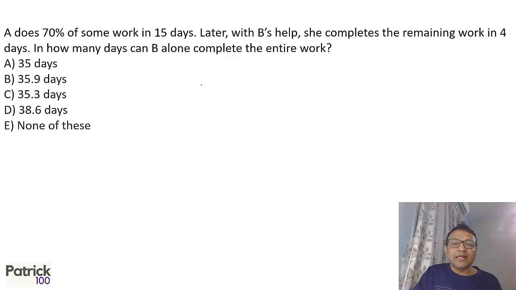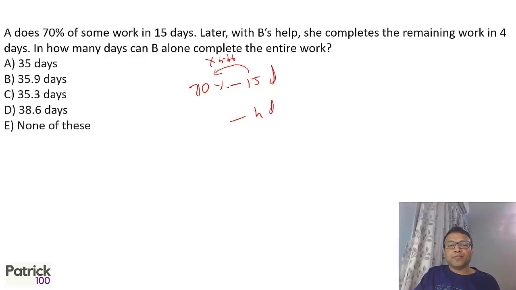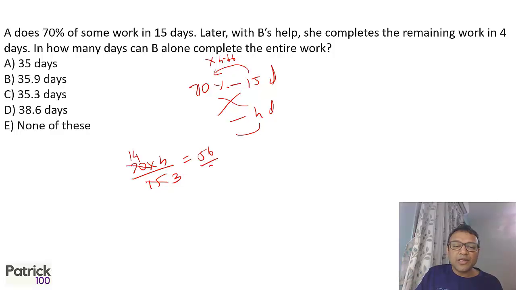A does 70% of some work in 15 days. And he worked for 4 days more. So in 4 days, how much will he complete? If you notice properly, 4 days is nothing but 4/15 times. So you can cross multiply, 70 into 4 upon 15. That's how much of the work is completed. 5 3s are 15, 14 4s are 56 upon 3. If you calculate this, it is 18.66. So 18.66% of the work is completed by him.